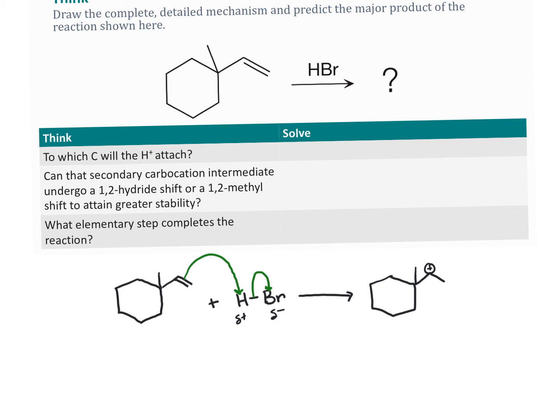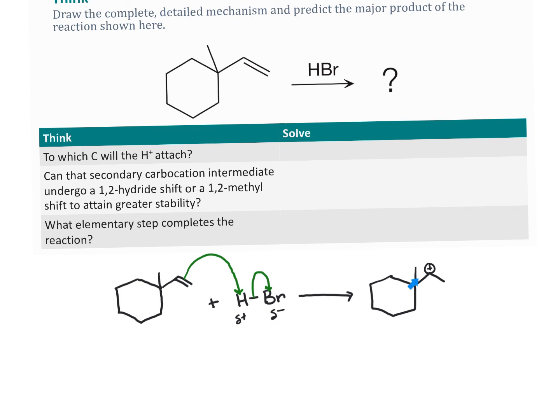Now, at this stage, you need to stop and look at the second question. And you always want to ask yourself the second question. Can the secondary carbocation intermediate undergo a 1,2 hydride shift or a 1,2 methyl shift to attain a greater stability? Okay. In this case, we look to this side because if one of these hydrogens were to shift here, you'd end up with a primary carbocation, and that's less stable.